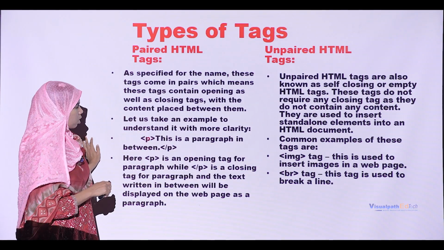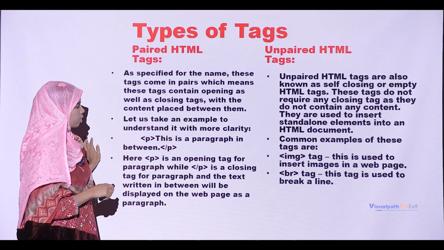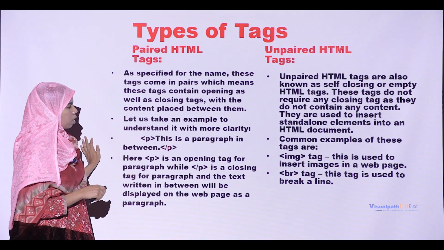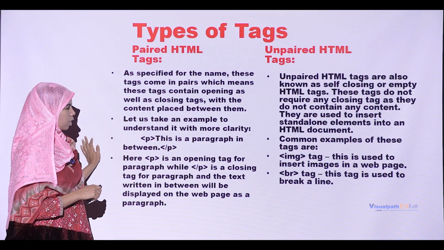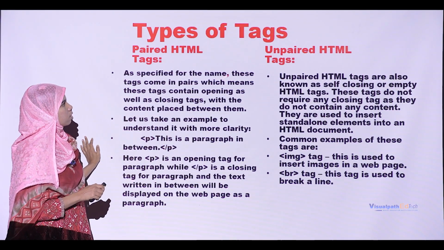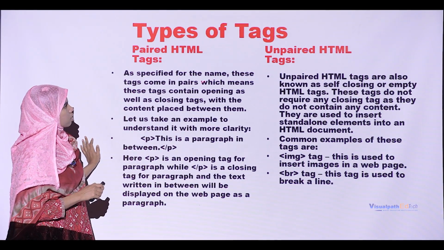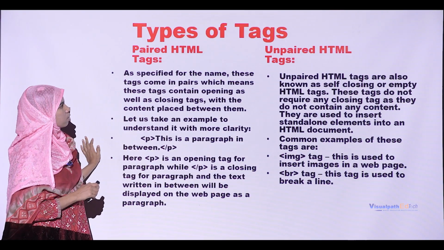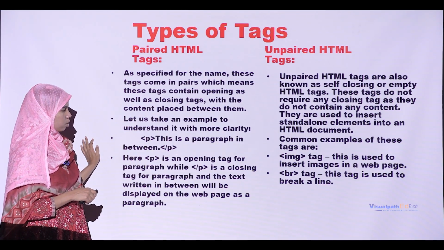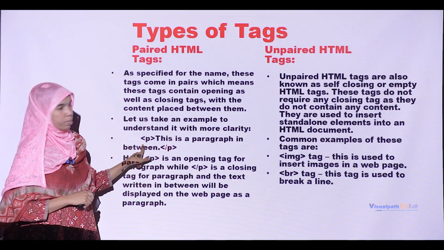So you can see, whatever the tag is, the same opening and closing tag will be there. In the closing tag, it will be prefixed with a slash over here. That represents the closing of the tag, and the opening tag is simply like this. What you have seen here, as specified for the names, is that these tags come in pairs, which means these tags contain opening as well as closing tags, as I told you in my explanation. So this paragraph tag is one example of the paired tags.